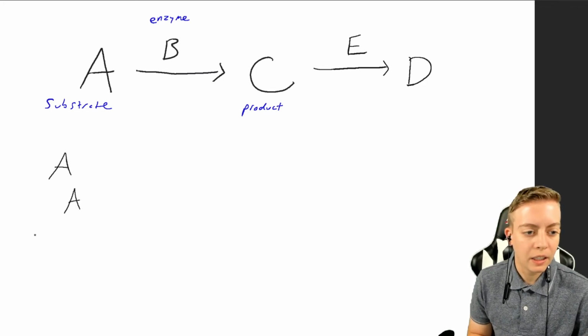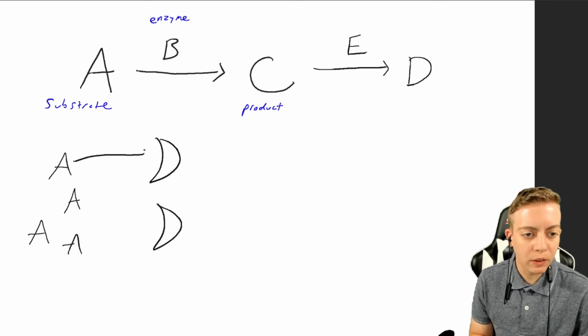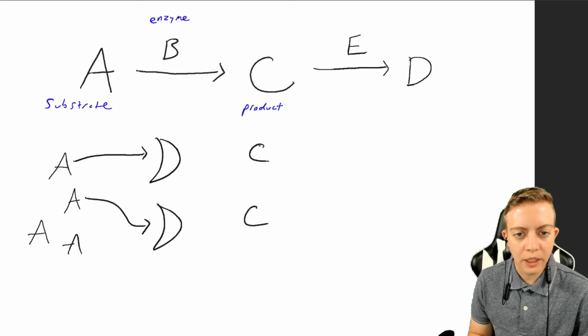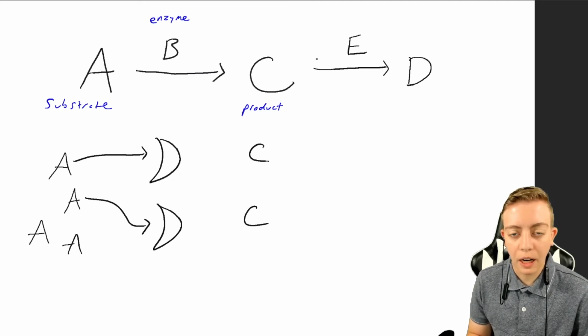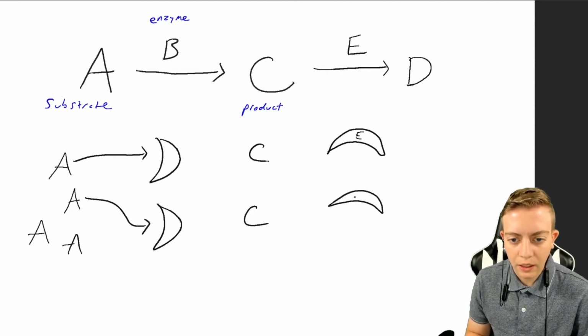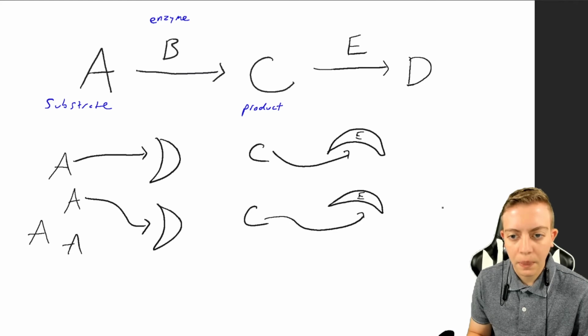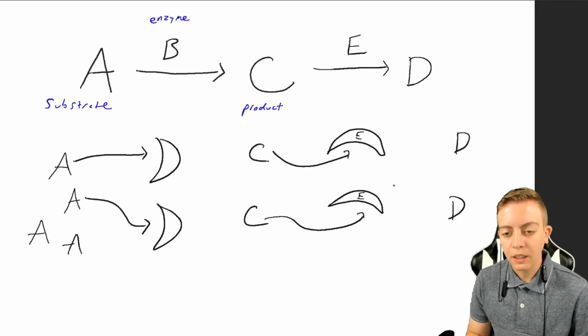So we have some A, and then we have enzyme B, which is this little moon-shaped thing. And then we have 4 A's. Only 2 of these can bind at a time. And so then we're going to produce 2 C's out of this. And now we have enzyme E, which, I don't know, let's make this little upside down moon shape. This is E. And we only have, let's have 2 E's. Just make this easy. So then our 2 C's that are produced can bind to enzyme E. And then we can produce 2 D's out of this. Okay? So does this kind of make sense here?